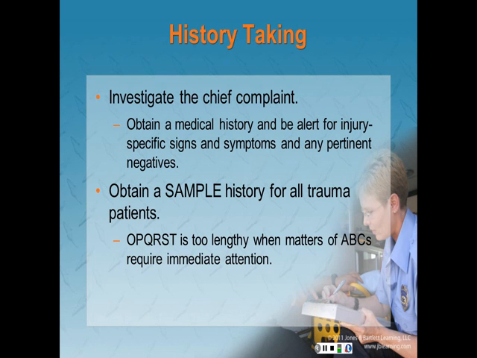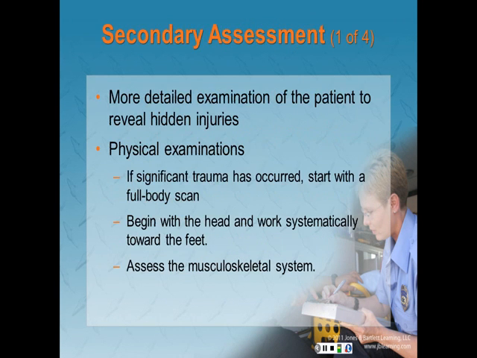You need to ask about how much and in what detail as you explore this history will depend on the seriousness of the patient's condition and how quickly you need to transport them. Make an attempt to get the history from family members and others who may have the information. In this setting, OPQRST may be of limited use in cases of severe injury and is usually too lengthy when matters of airway, breathing and circulation, as well as rapid transport, require immediate attention. However, it can be useful if the mechanism is unclear, the patient's condition is stable, or details of the injury are uncertain. Perform a secondary assessment.